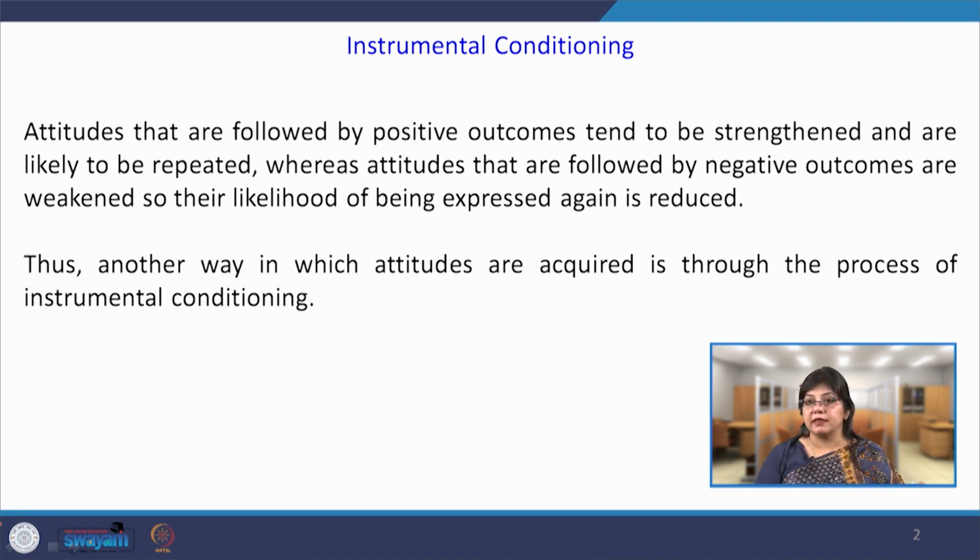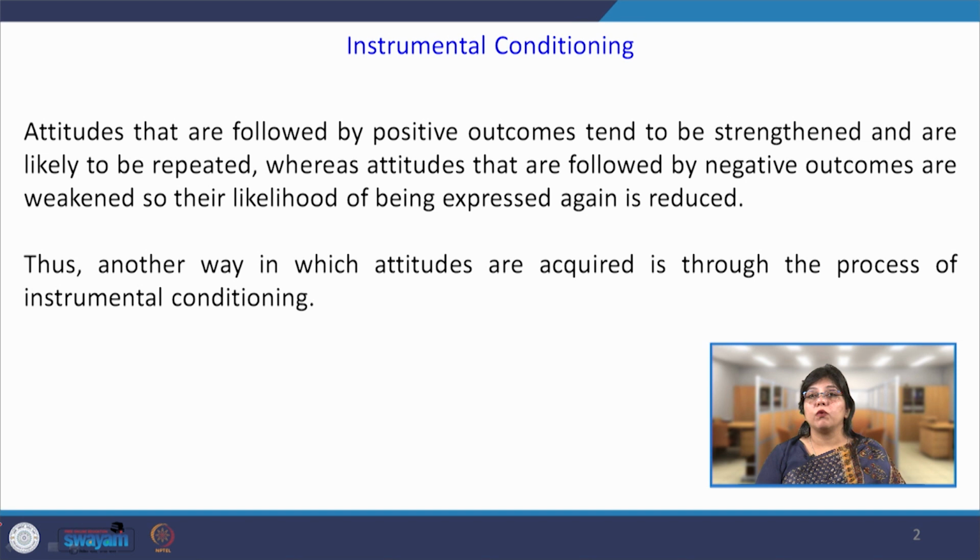Similarly, with the child's example, the child has done something wrong in the classroom, he or she has been punished, and the child will not repeat that behavior again. This is instrumental conditioning, which is completely based on the consequence or outcome of the response. Thus, another way in which attitudes are acquired is through the process of instrumental conditioning, because the response is dependent on the outcome or the consequence of that response.